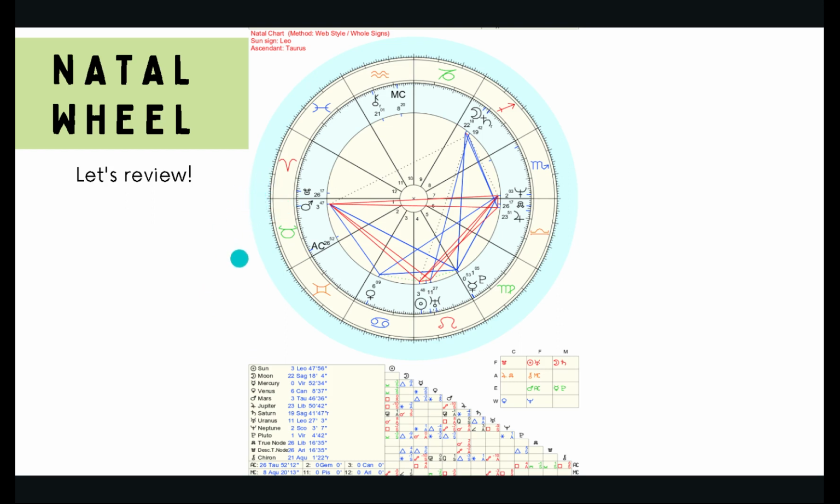This chart's in the whole sign, so there's no numbers around it because the entire sign of Taurus is the first house, and the entire sign of Gemini is the second house. If I was in Placidus, the first house cusp would be this 26 degrees of Taurus. That's what you would see. You'd see the first line would be 26 degrees of Taurus.